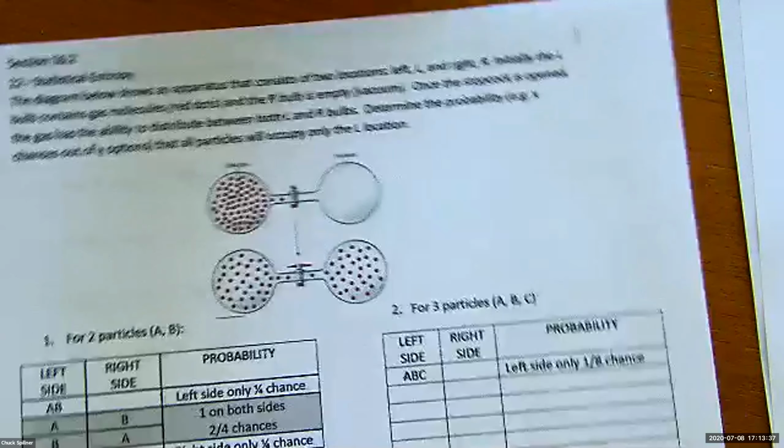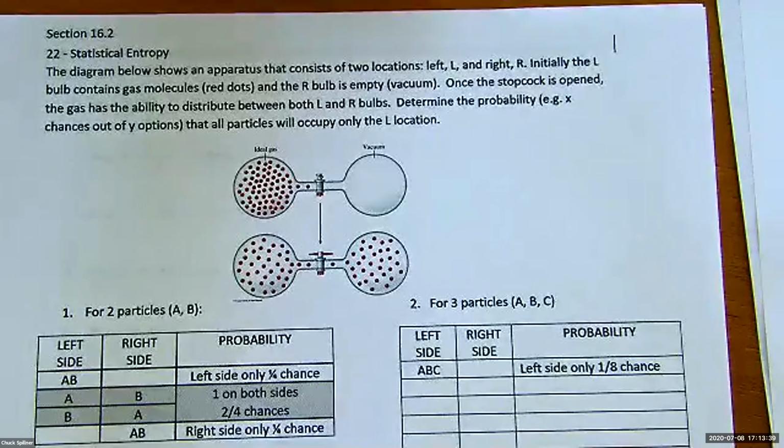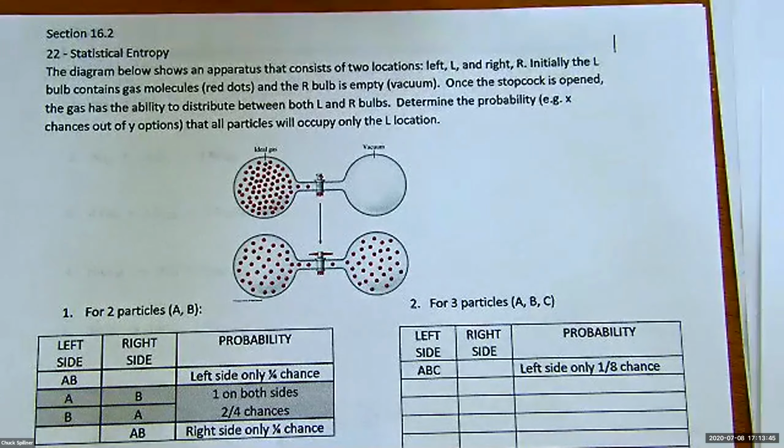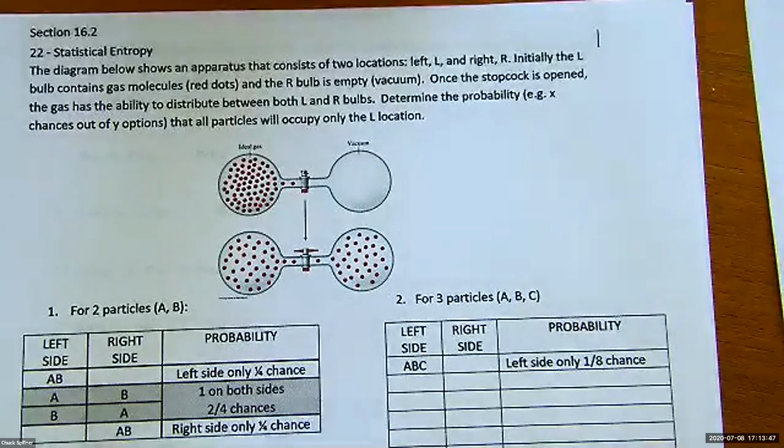This is worksheet 22. The first page has to do with statistical entropy, and the second page has to do with predicting changes, whether entropy will increase or not. There are three problems on statistical entropy. The first one was shown in the PowerPoint slide.